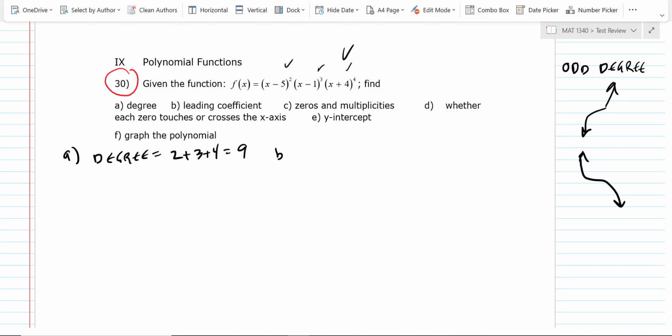Okay, the leading coefficient. If you multiplied all this out, it would be the number in front of the highest power. So the way you do this is you take the coefficient 1 and raise it to the second power. You have to pay attention to that multiplicity. Take the coefficient of the next one, which is also 1, and raise it to the third power. Then take the coefficient of the other factor and raise it to the fourth power. That's just 1, so your leading coefficient is going to be 1.